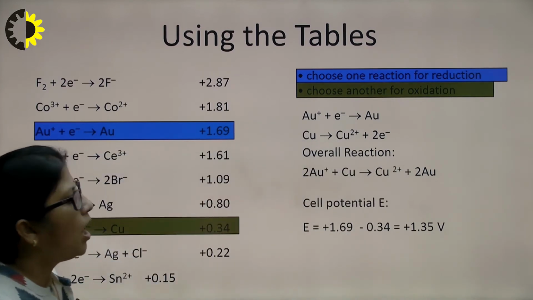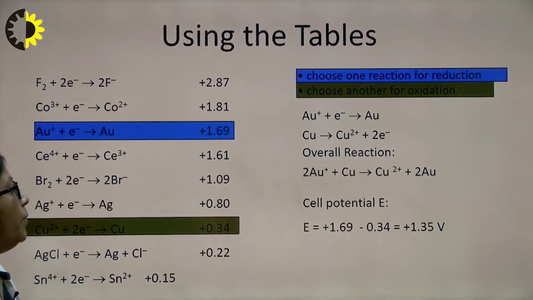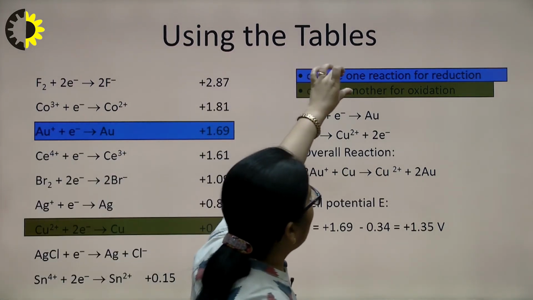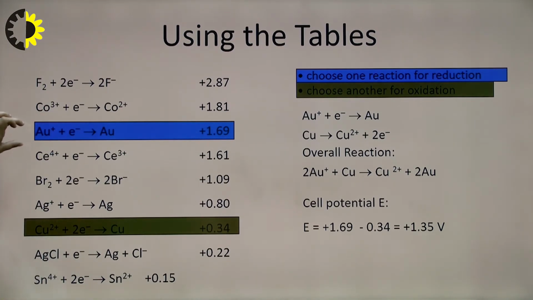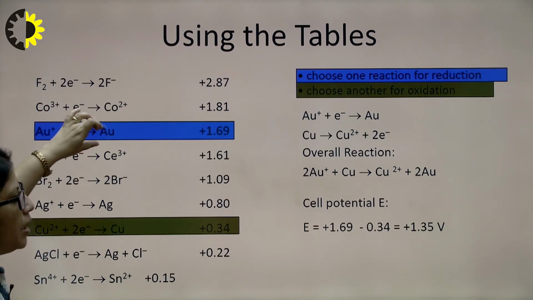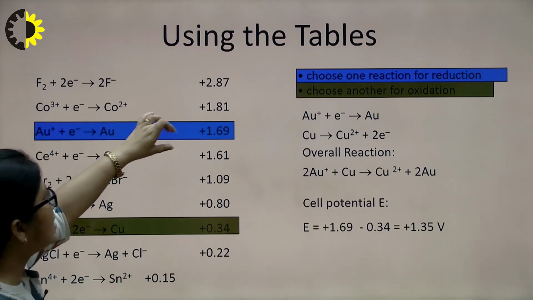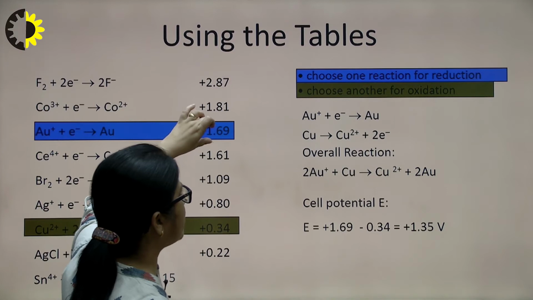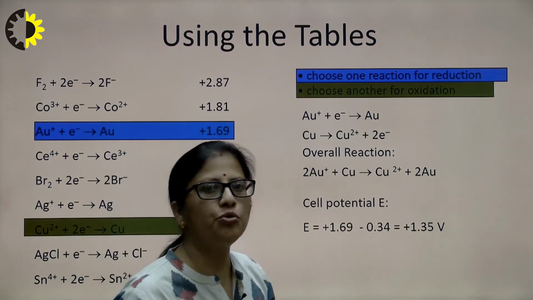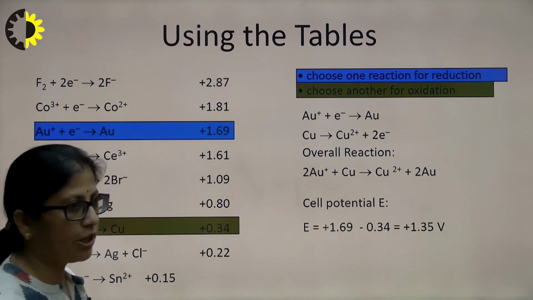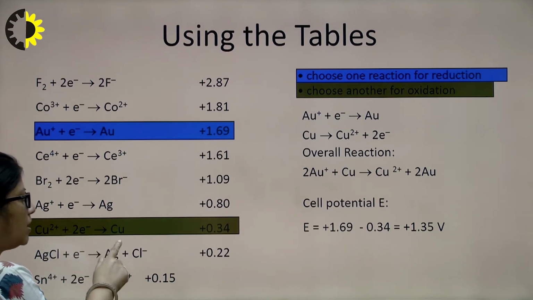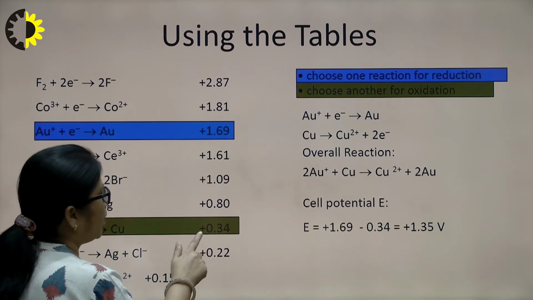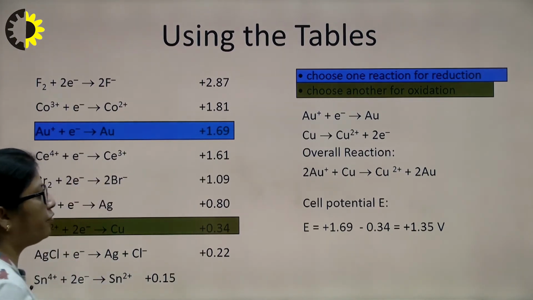Now, how do we use the table? First, choose one reaction for reduction. So, I have chosen one reaction for reduction, that is gold. It accepts the electrons to get converted into Au, and the electrode potential is plus 1.69. Now, I have to choose another reaction for oxidation. So, I have chosen another reaction, that is copper plus 2 electrons. It accepts the electrons to get converted into copper, and the potential is plus 0.34 volts.